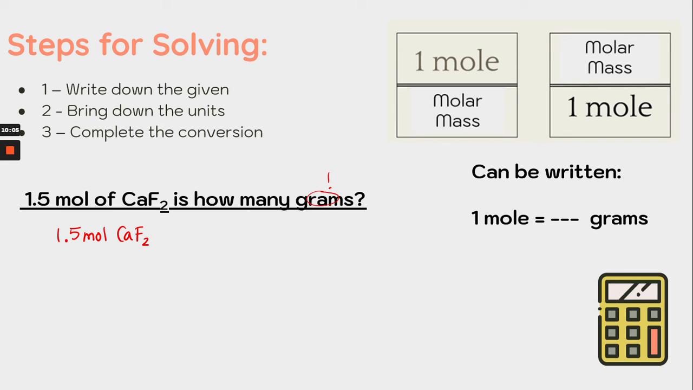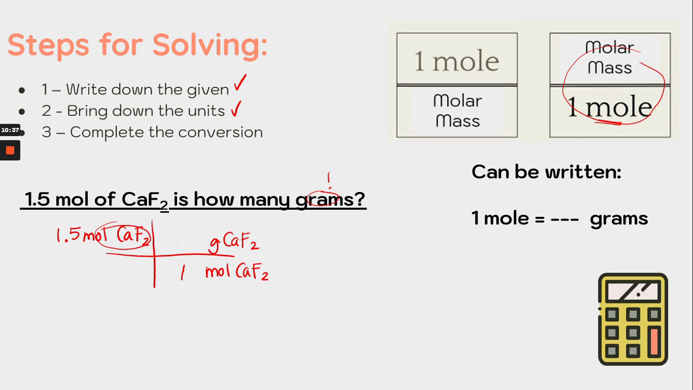My steps are the same. I write down the given, which I did. I bring down the units. So I bring them down, moles of CaF2. So now I'm using this one, right? How do I know that I'm using this one? Because I did step 2. I brought down the units and it forced me to put them in the right place, so it makes it really easy to know what to do. That means I must be putting the molar mass on top. Then I can fill in my numbers.